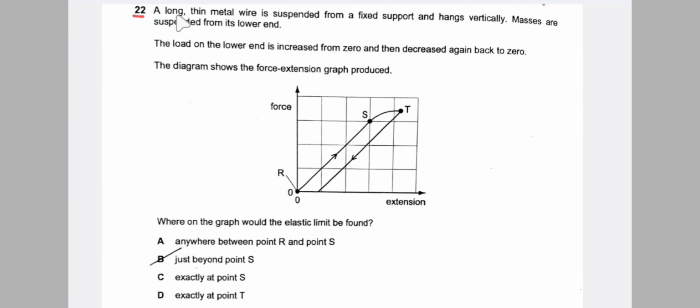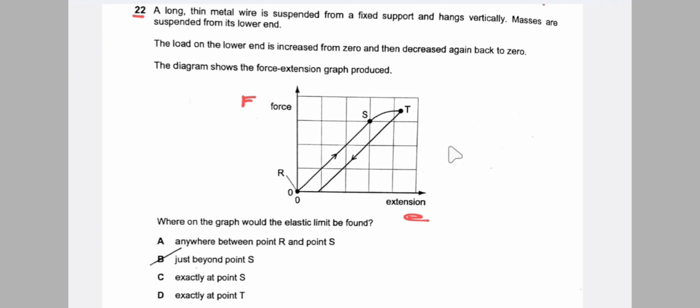Question number 22. A long thin metal wire is suspended from a fixed support and hangs vertically. The masses are suspended from its lower end. The load on the lower end is increased from 0 and then decreased again back to 0. The diagram shows the force extension graph produced. So basically the statements are about the force extension graph. Where on the graph would the elastic limit be found?